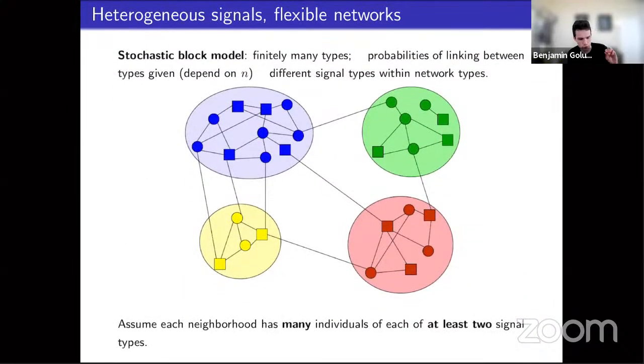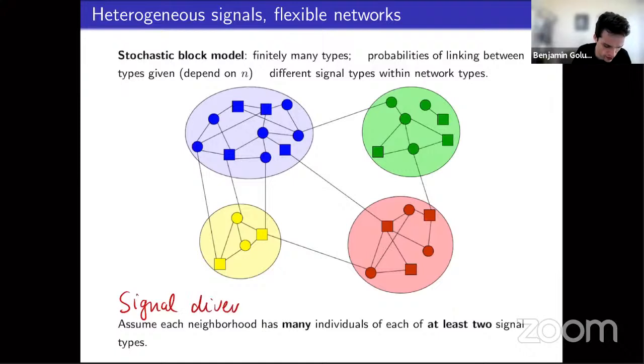I'll be rather informal about this, but we need a little bit of structure. We don't have good tools yet for analyzing what happens on arbitrary networks, but we can consider a rather flexible type of stochastic network where you have finitely many network types and an arbitrary matrix of probabilities of linking between different network types. That's specified totally flexibly. Then I generate a large network from this probability matrix. And I'm going to assume this signal diversity condition that I need to power good learning.